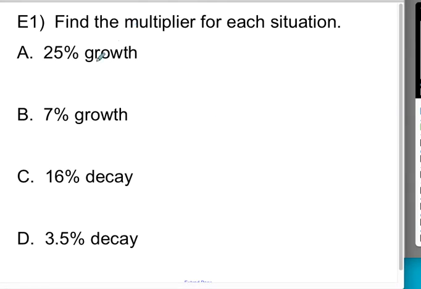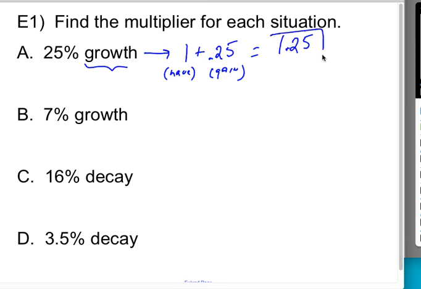Notice that this is growth. Because it's growth, I'm going to take the 1 and add to it the amount I'm gaining, which is 0.25. The 1 is what I have, the 0.25 is what I'm gaining, so the multiplier is going to be 1.25. 7% growth is going to be 1, what I have, plus the 0.07, what I'm gaining, so the multiplier would be 1.07.